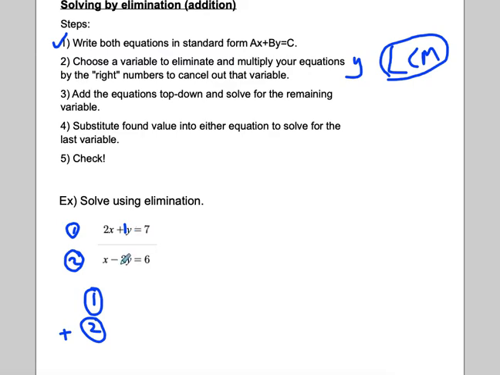What's going to balance out with a negative 2y is a positive 2y, which means I'd have to multiply equation 1 by the number 2. This is a multiplication dot. So let's multiply everything in equation 1 by 2. 2x times 2 is a 4x. 1y times 2 is a 2y. 7 times 2 is a 14.